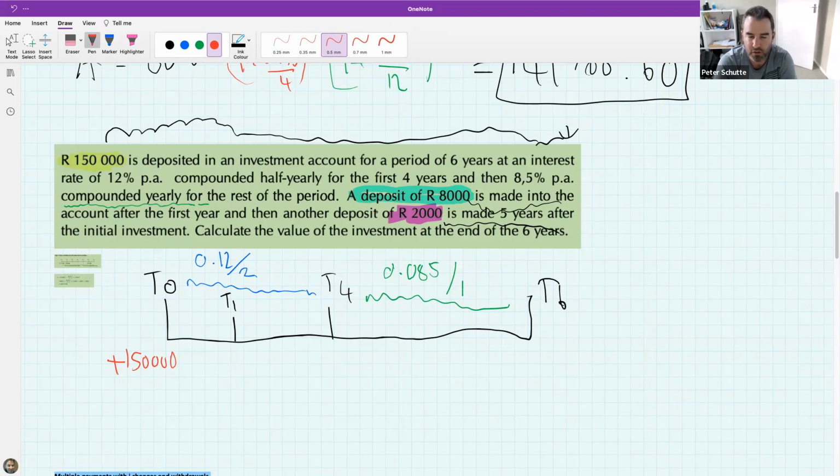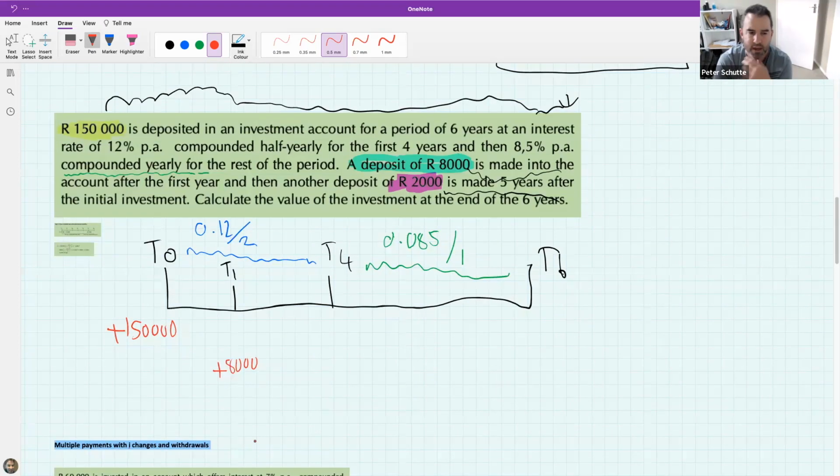Now, back to the deposit of 8,000. It only comes on the scene after 1 year, which means that it actually gets to grow for 5 years. Instead of writing the 150,000 and then writing the 8,000 below it, which is really confusing, I'm going to write the 8,000 in a separate row, but in line with the T1, because then I know it only gets to grow for 5 more years. And that helps keep my brain organized.